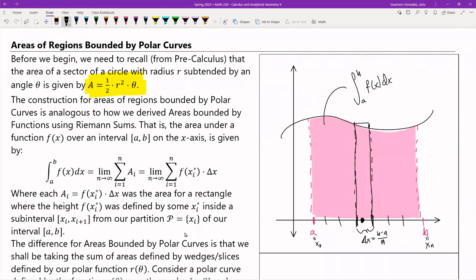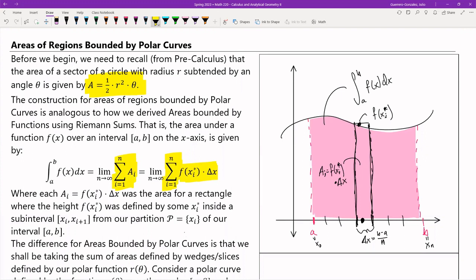The height of this rectangle was given by whatever this point was, f of x i star. That was the height. So the area of just this one box, which we called A i, is the base times the height. My height was f of x i star times delta x. This is the height times the width. We grabbed all of these areas and added them all up, and that was an approximation: the sum of these f of x i stars times delta x's.